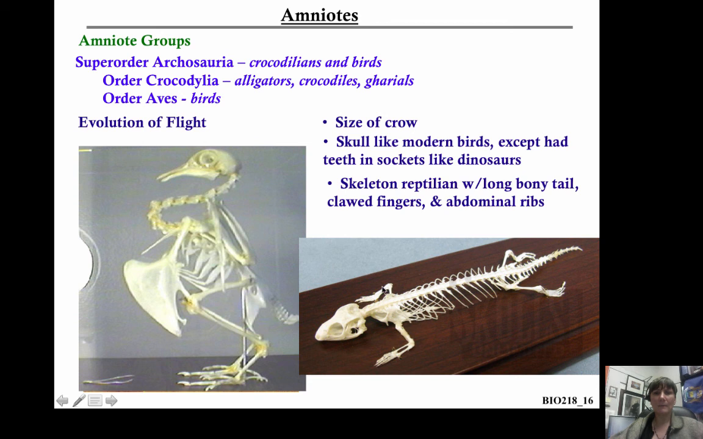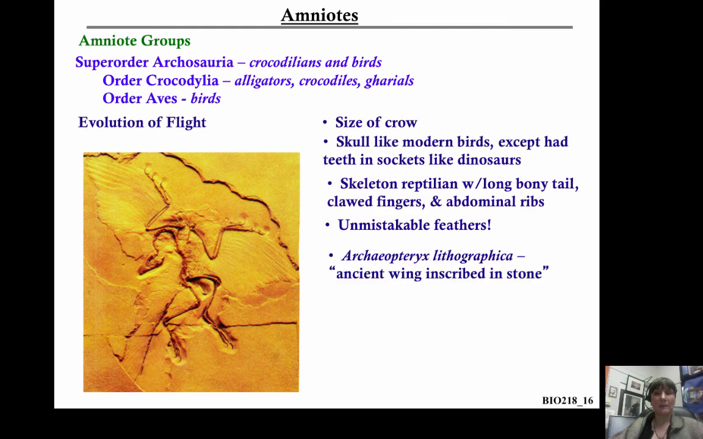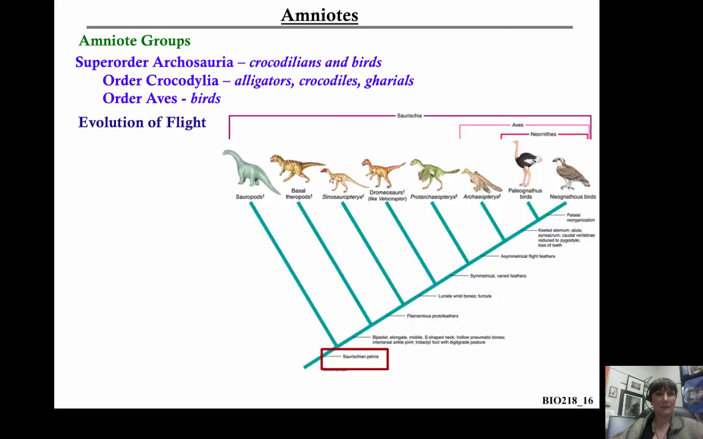So as an example, here's a classic lizard, and you can see that there's thoracic ribs and abdominal ribs that go all the way down, whereas birds only have these thoracic ribs up here. And Archaeopteryx had abdominal ribs as well. Okay, it clearly had unmistakable feathers, which I mentioned already. To explain the name, Archaeopteryx lithographica means ancient wing inscribed in stone. So a well-made Latin name.